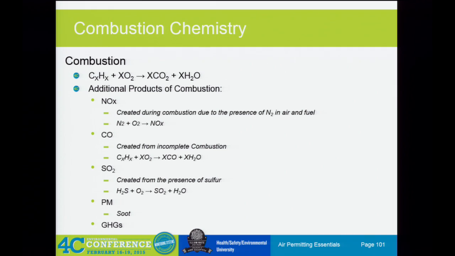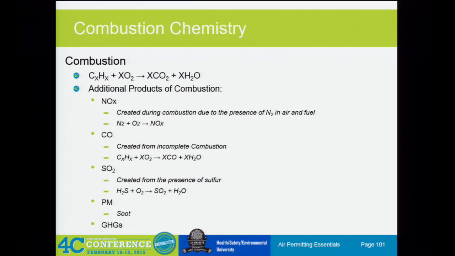And also, I've been talking about byproducts, just in case you haven't seen this in a while. Remember that when we're talking about combustion, this equation is for complete combustion, where a hydrocarbon plus oxygen goes to CO2 and water. The NOx comes from what we call thermal NOx, because there's a lot of nitrogen in air.